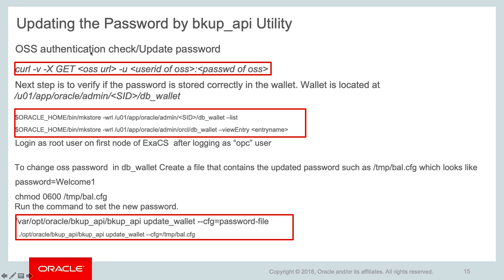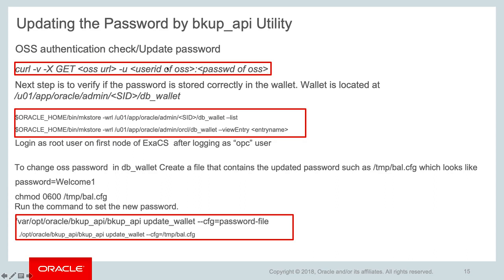Another use case could be that your backups are not happening and you don't know why they are not getting done on cloud storage. This is for OSS authentication check or updating the password. It will be useful. First thing you can do is log into your first compute node and issue this command: curl -v -X GET, the OSS URL which we saw earlier, -u, the user ID of the OSS, in my case bal.sarma@oracle.com, followed by a colon and the password. The password is nothing but the auth token which we created earlier.